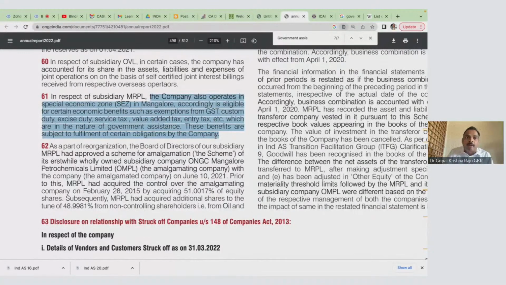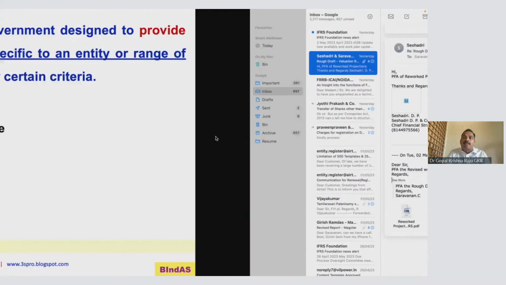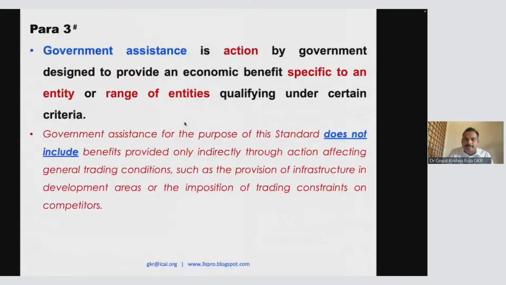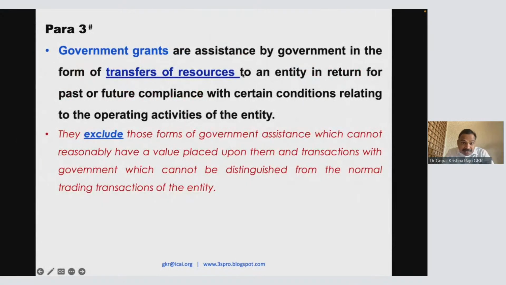Now come to this. What is the action by government designed to provide an economic benefit specific to an entity? Government assistance. Then what is government grant, guys? It is transfer of resources to an entity in return for compliance with certain conditions. What is in return? I will give you land, you have to give the produce. 50% produce you have to give, 50% you take. Just giving an example. I'll give you land, you give. So that is a government grant.